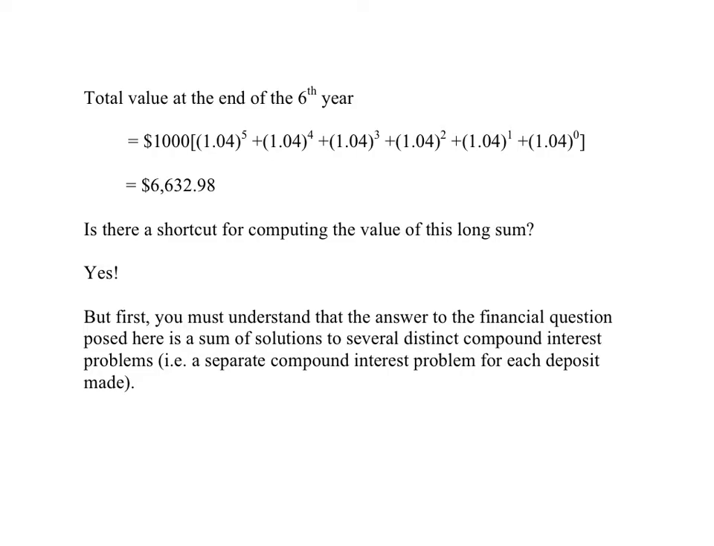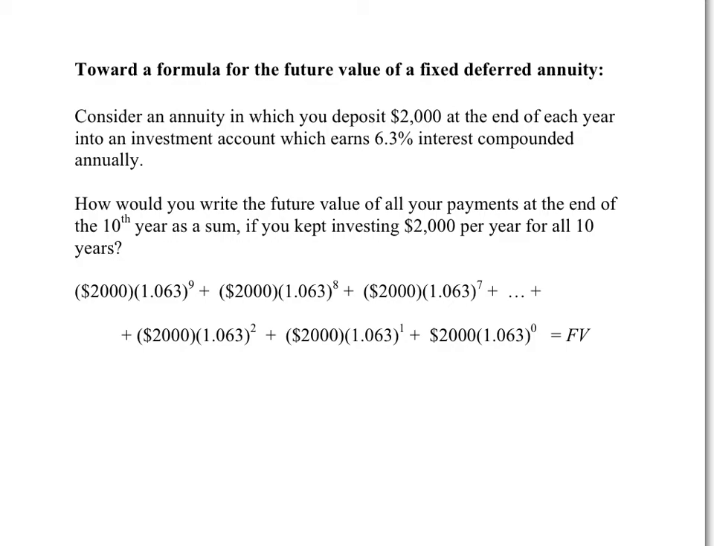But before we get to the formula, it's very important to understand that the answer to the financial question posed here is a sum of solutions to distinct compound interest problems, several distinct problems. There's a separate compound interest problem for each $1,000 deposit. $1,000 times 1.04 to the 5th, that is its own compound interest computation. $1,000 times 1.04 squared, that's a different compound interest computation. So it's conceptually important that what we're computing here is a sum of the results of several different compound interest computations. Now let's see how that shortcut works.